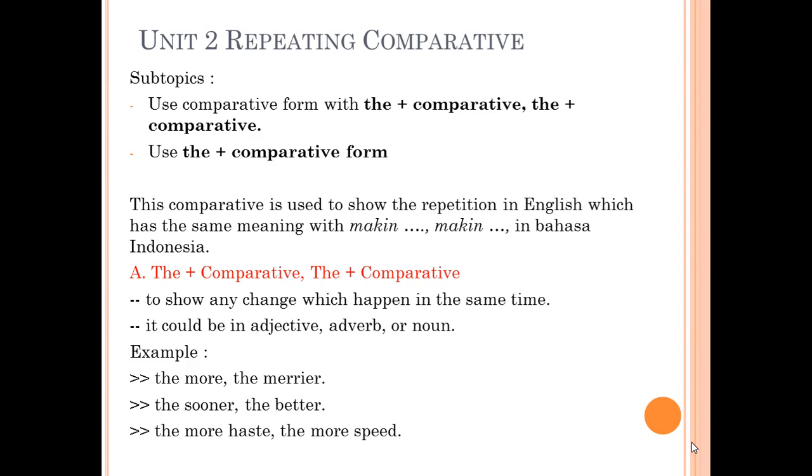Nah, ini maksudnya itu to show any change will happen in the same time. Jadi dia menunjukkan adanya satu pergantian yang terjadi di waktu yang sama, baik secara adjective, adverb, atau kata benda. Contohnya, the more, the merrier. The sooner, the better. The more haste, the more speed. Jadi itu yang untuk repeating comparative.